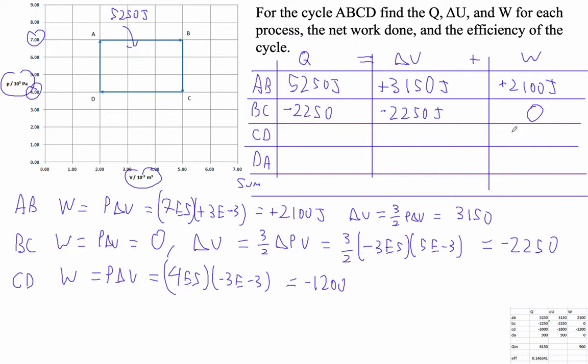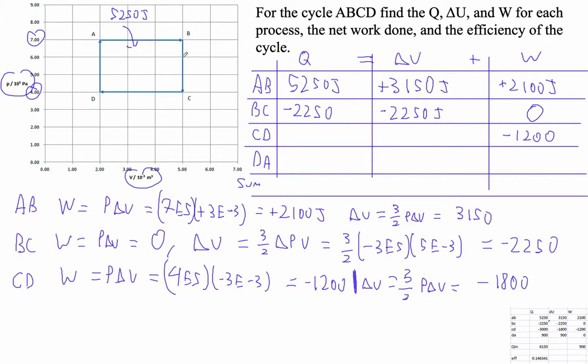Right, so the work for CD is negative 1200. Remember that the change in internal energy is 3/2 P delta V, right? So that's going to be 3/2 times this, so times 3 divided by 2. That's negative 1800.